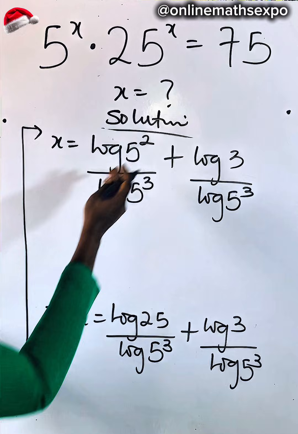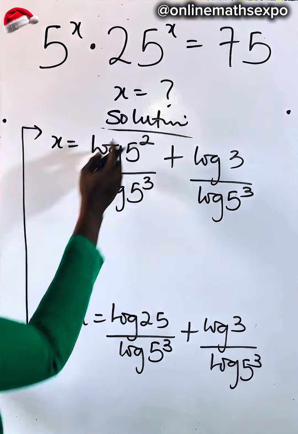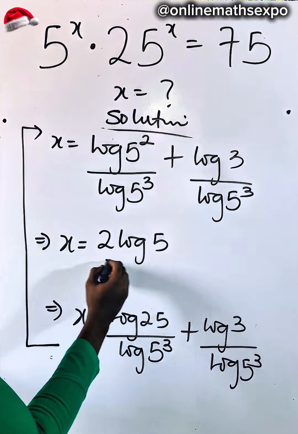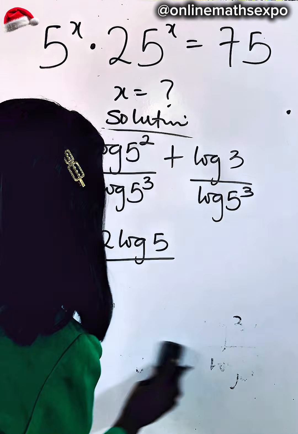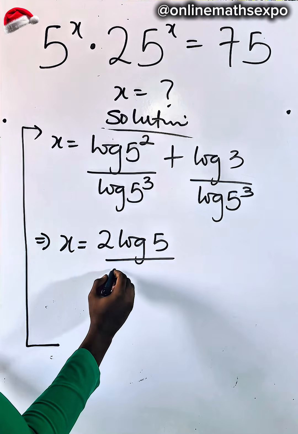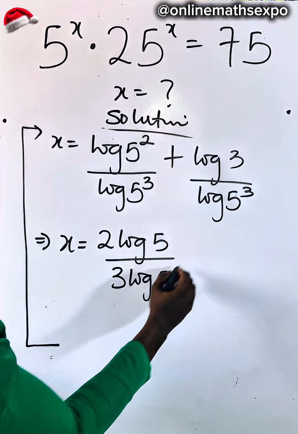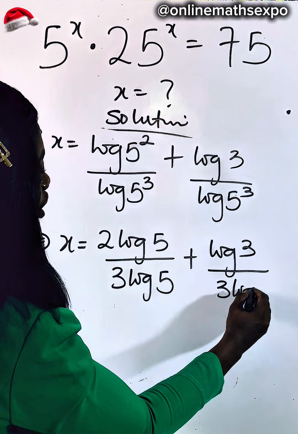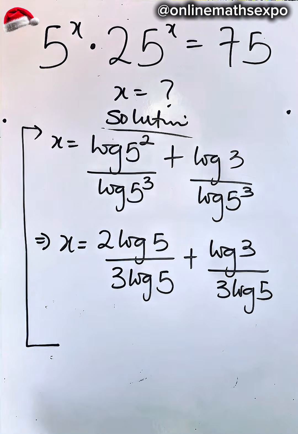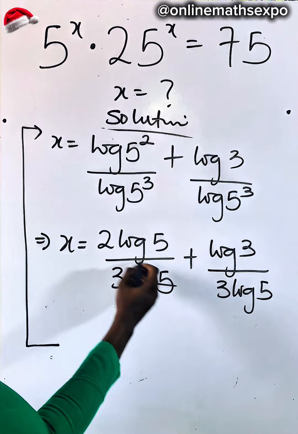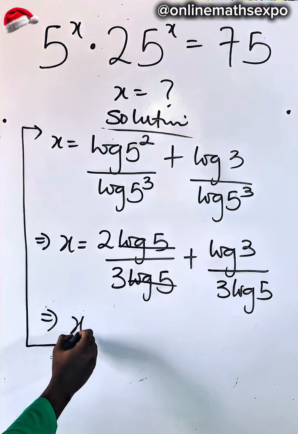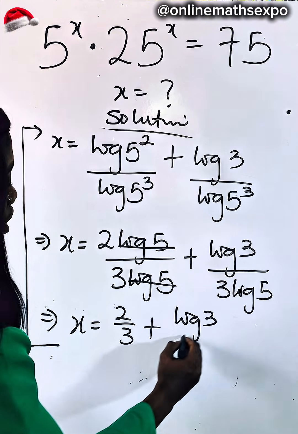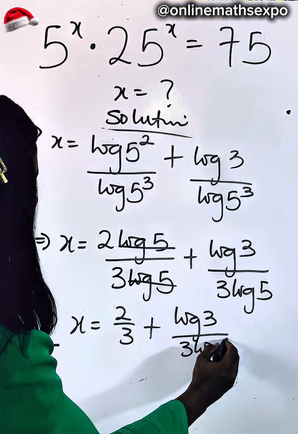Remember we said the power multiplies. So in that case, we are going to have x will give us 2 log 5 divided by 3 log 5 plus log 3 divided by 3 log 5. So what do you do next? You observe that these two are the same, so you can cancel. So we now have x is equal to 2/3 plus log 3 divided by 3 log 5.